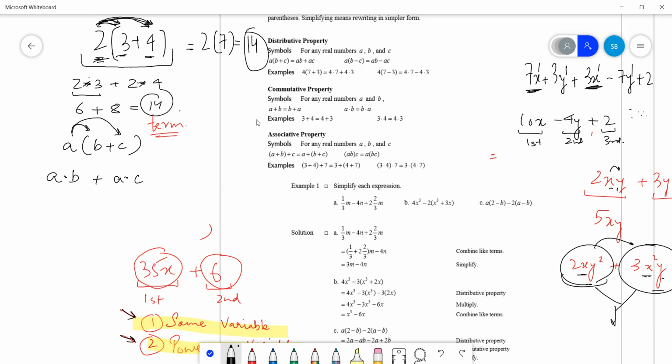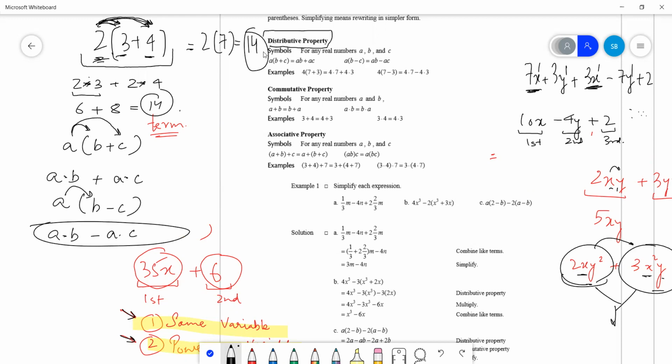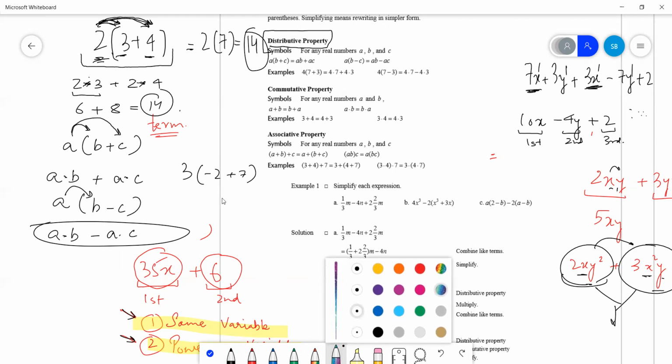Right? Or if it is A times B minus C, we'll multiply this A with both: A times B minus A times C. So this is called the distributive property, which we have done. So if anywhere you're having this form, 3 times (-2 plus 7), in order to make it easier, you can use PEMDAS also, no doubt in that, but how can you use the distributive property to solve it?